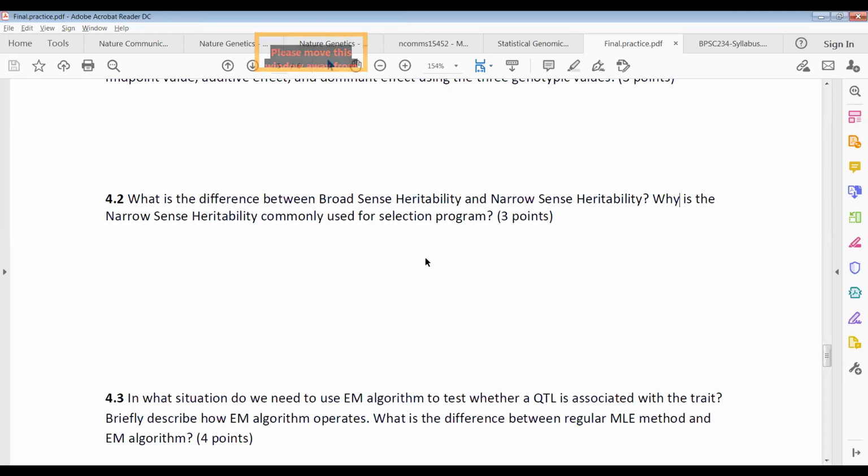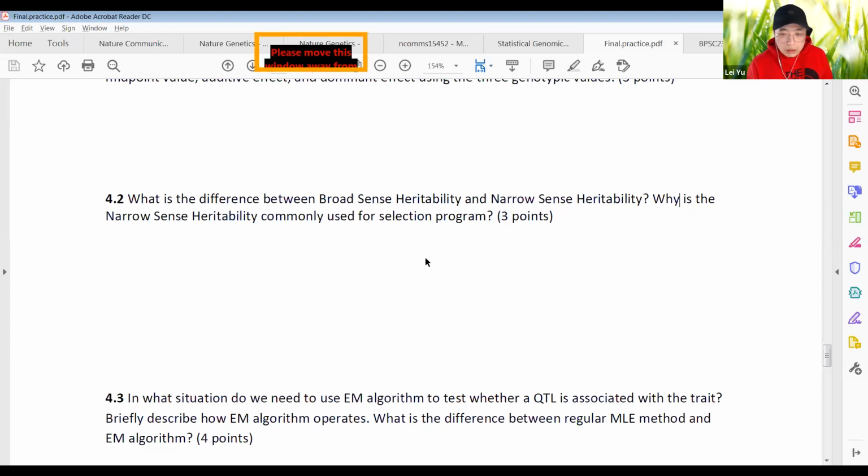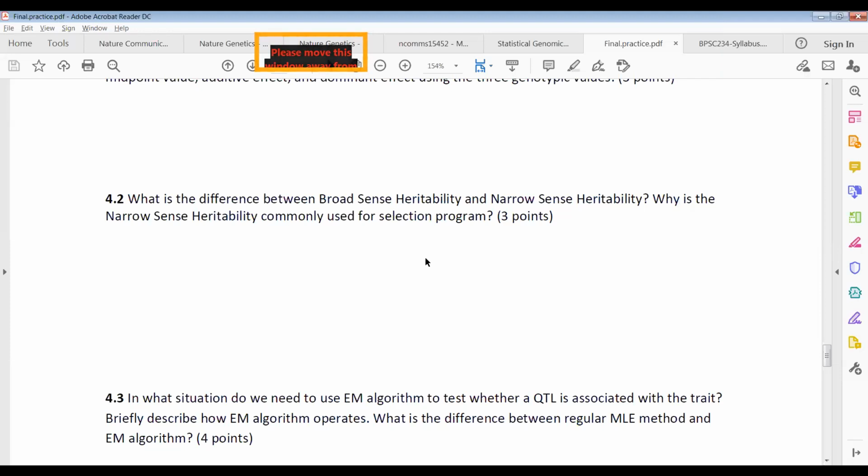To answer this question, the easy way is this: for any single progeny, it just inherited one set of alleles from mom and another set of alleles from father, right? The inheritance unit is the allele, not the combination of the alleles. So the simplest way to answer this question is that only the additive effect can be inherited through the allele to the progeny.